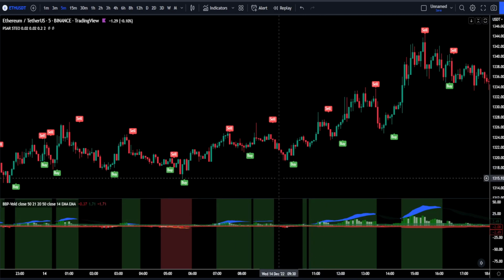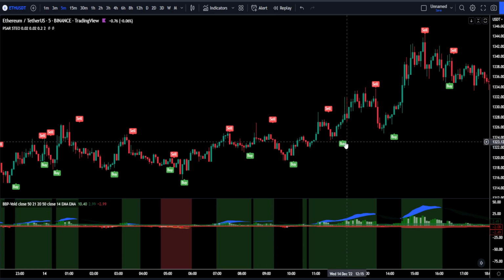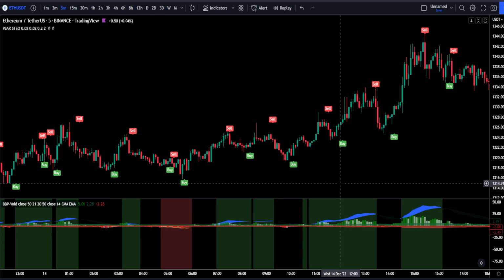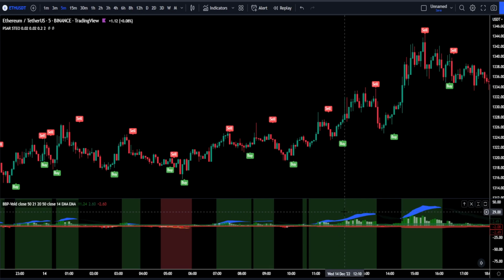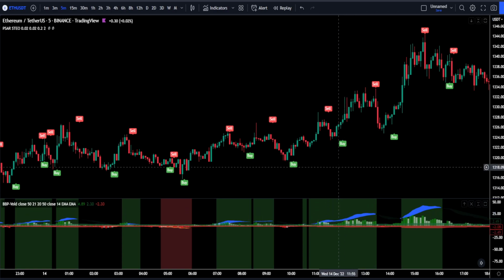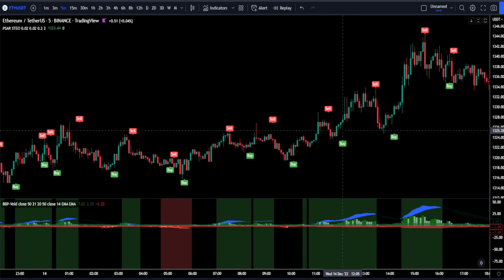So for a long entry to be confirmed, the following conditions must be met. First, the indicator must issue a new buy signal. Second, at the time it issues a signal, the background on the BBP void indicator must be colored in green. And the third and final condition is to have at least 3 green bars in a row before the indicator reached its buy signal. So a long position will be opened on the close of our trigger candlestick.